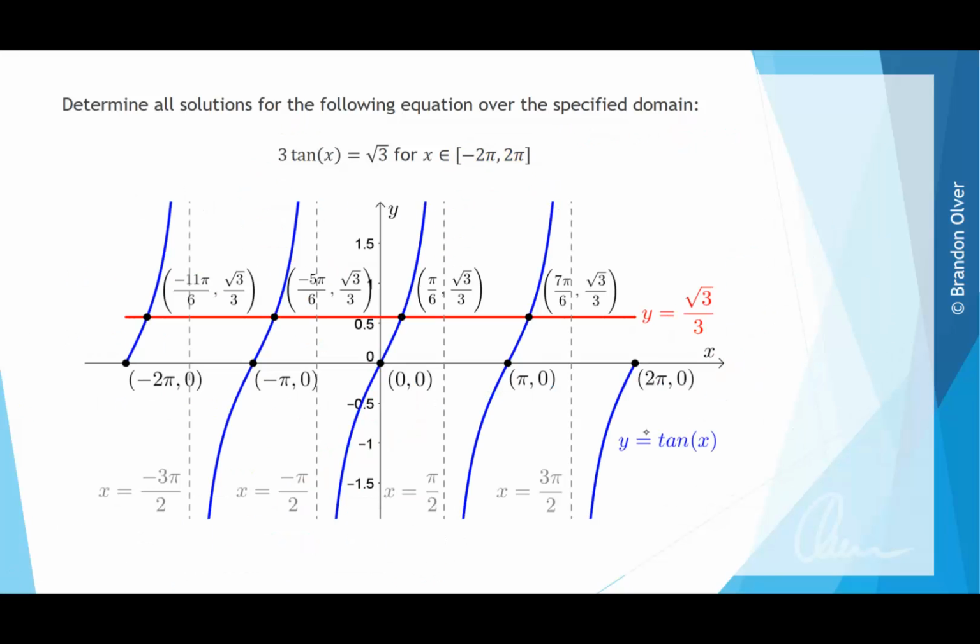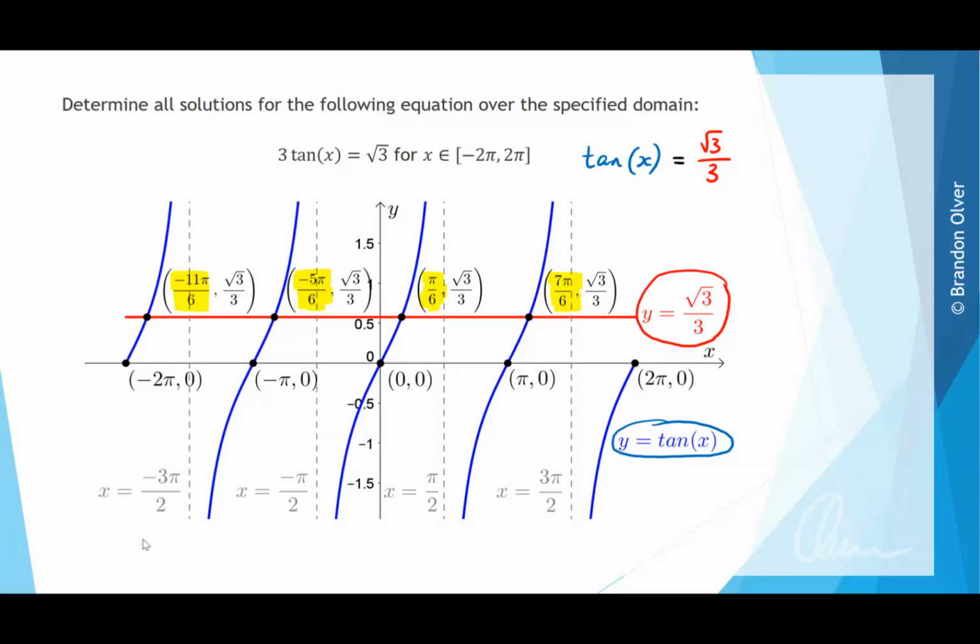Over on this slide, we've got a computer to graph y equals tan of x in blue and y equals root 3 on 3 in red. And that's because the equation that we were trying to solve became tan of x, which is the blue, is equal to root 3 on 3, which is the straight line in red. And the 4 solutions, negative 11 pi on 6, negative 5 pi on 6, pi on 6 and 7 pi on 6 are all the same as the ones we found by hand on the previous slide.